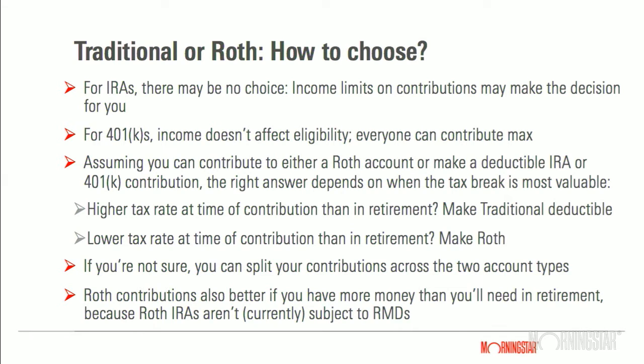For a lot of people, they might just kind of throw up their hands and say, I have no idea what my tax rate looks like now relative to what it might be in the future. In that case, I think it can make a lot of sense to split the difference. So you can steer some of your contributions to the Roth accounts and some to the traditional accounts to kind of hedge your bets.